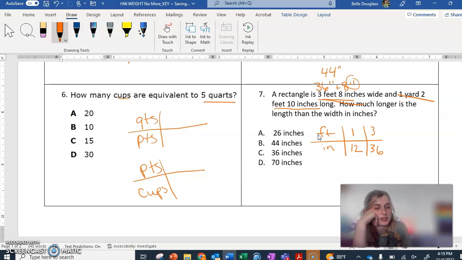And then here you want to change this one also into only inches. Ooh, a yard. 1 yard is how many feet? 1 yard is 3 feet. So this is 3 feet plus 2 feet. That's 5 feet. Change 5 feet into inches and add 10.